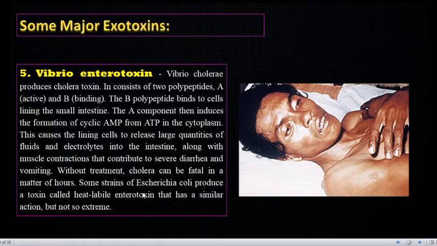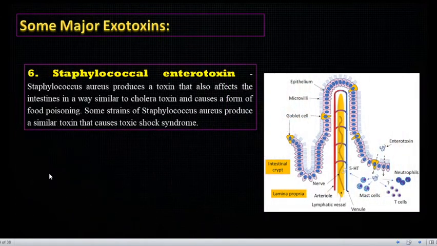So, the enterotoxin that is produced by your E. coli is not resistant to heat. Okay? So, it is more sensitive to heat than most other toxins. So, mas matindi pa rin yung Vibrio Enterotoxin. Okay? Next. Okay, the last example of a major exotoxin is your Staphylococcal Enterotoxin.